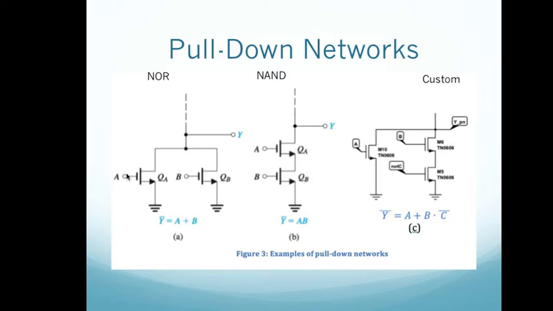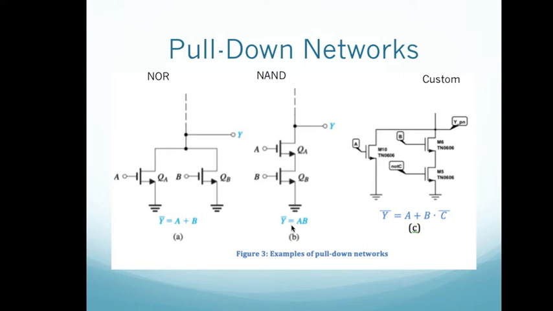This is an n-channel device, so when A is high, VGS is 5 volts and QA is in the triode region. Same thing with B. When B is high, QB is in the triode region. So if A is high, you have a low impedance path, or a small resistor, between Y and ground. So Y is a 0 if A, or B, or both are high. So two transistors in parallel lead to an OR.